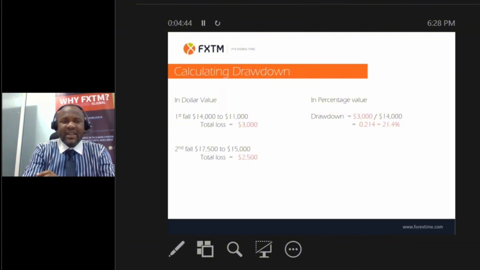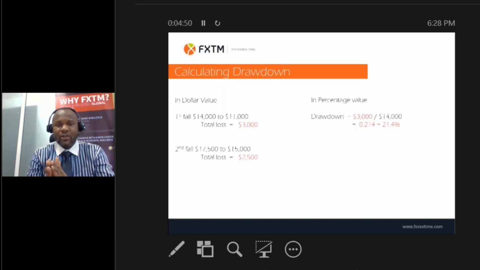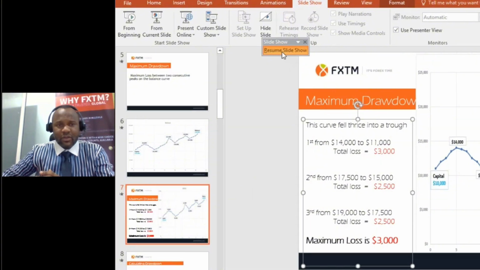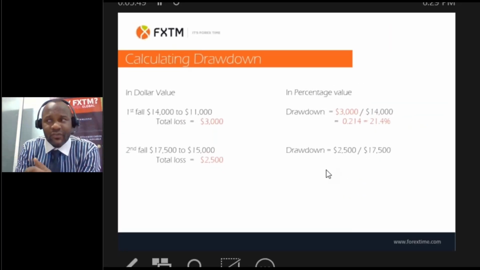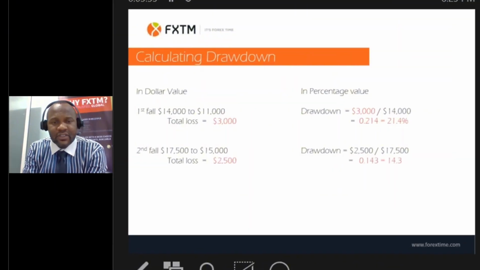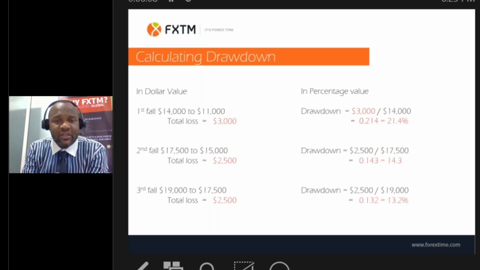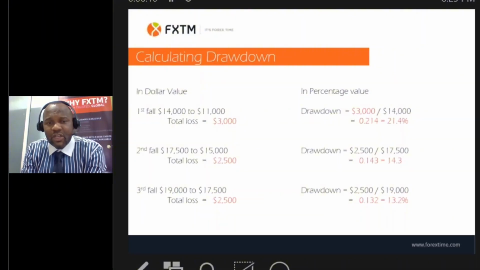Is that okay? Then the second fall was from $17,500 to $15,000. The guy lost $2,500. So it's going to be $2,500 divided by where he fell from, $17,500, and that's going to give him 14.3%. And then the third fall, he also lost $2,500. So in percentage, it will be $2,500 divided by 19,000, and that will give him 13.2%.